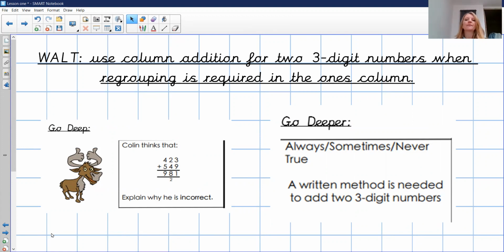And then the go deeper, always, sometimes, never true. A written method is needed to add 2 3-digit numbers. Make sure you explain your reasoning for that.